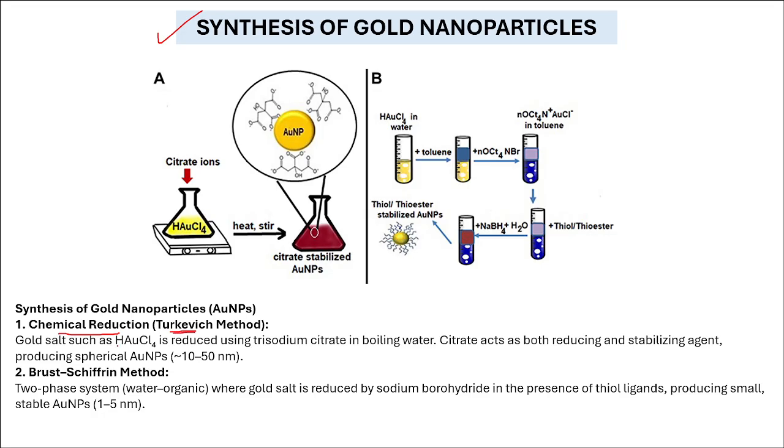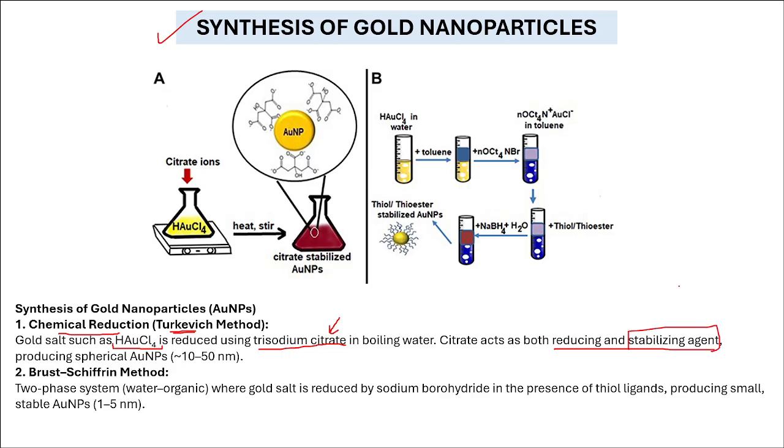In this case, the precursor is auric chloride. A gold salt such as HAuCl4 is reduced using trisodium citrate. This one is used as the reducing agent, and this is the precursor, in boiling water. Citrate acts both as a reducing and stabilizing agent. You have to focus on this one: trisodium citrate is not only helping reduce the precursor to form gold nanoparticles, but the citrate also acts as a stabilizing agent.